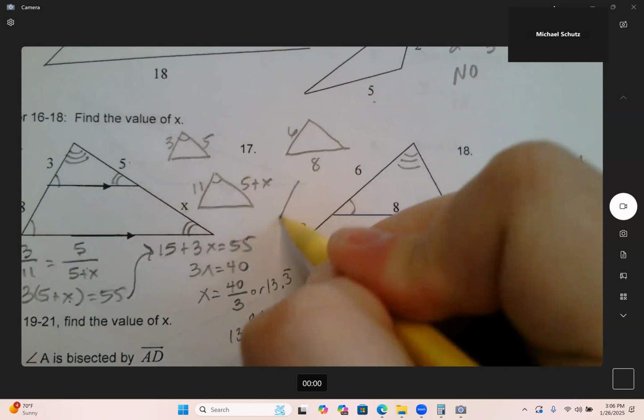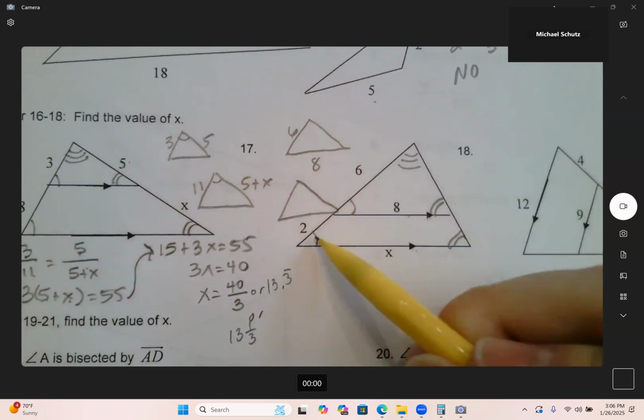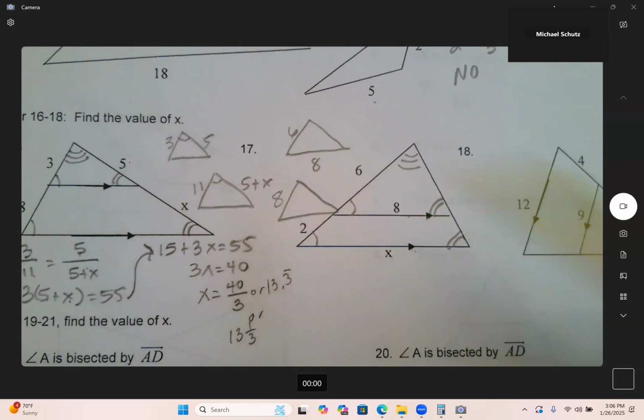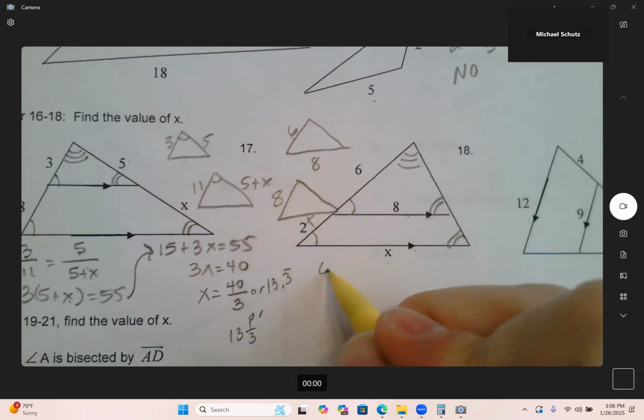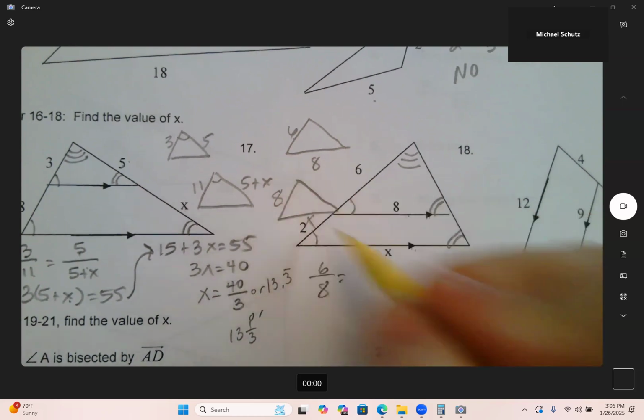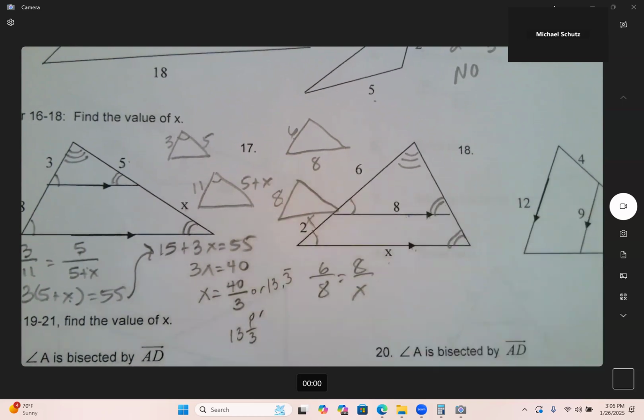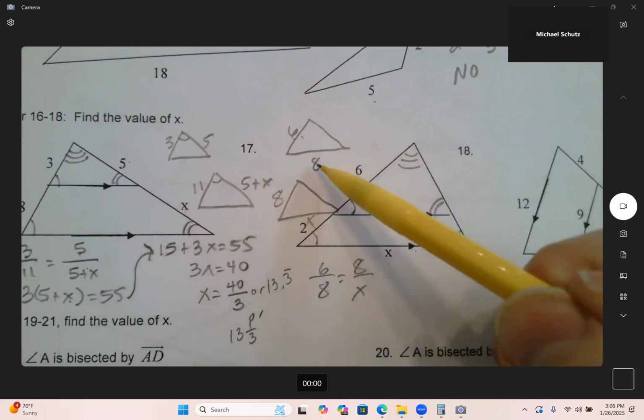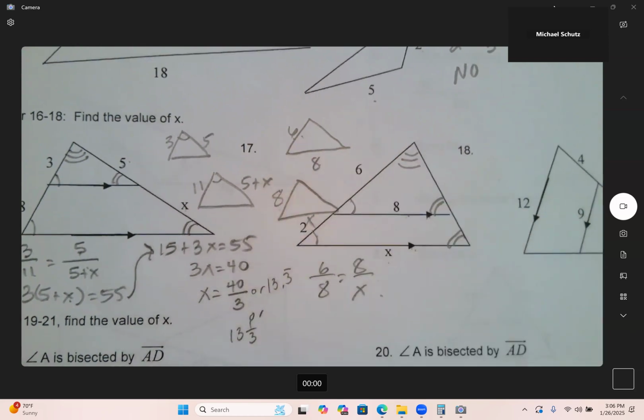And be really careful right here. It's not 2, it's 6 plus 2, which is 8. And then the x is right here. So 6 goes with 8, and 8 goes with x like that. Left, left, base, base. That's how I write my proportion.